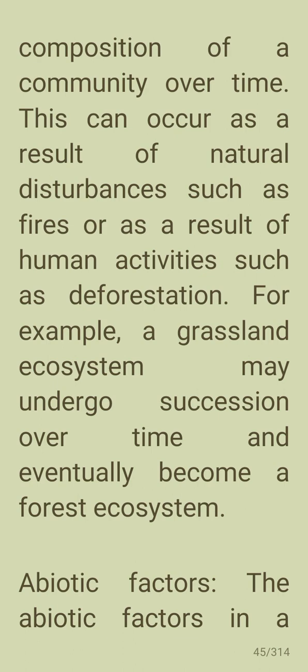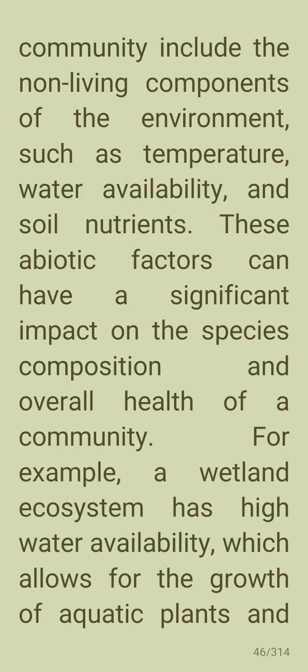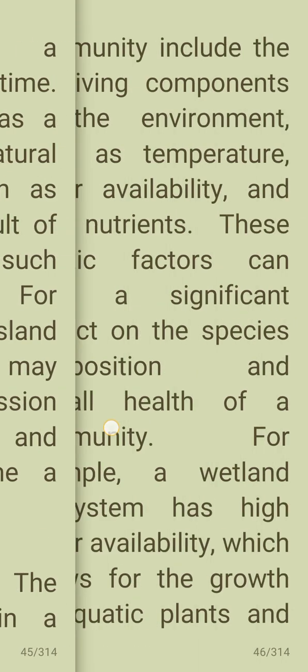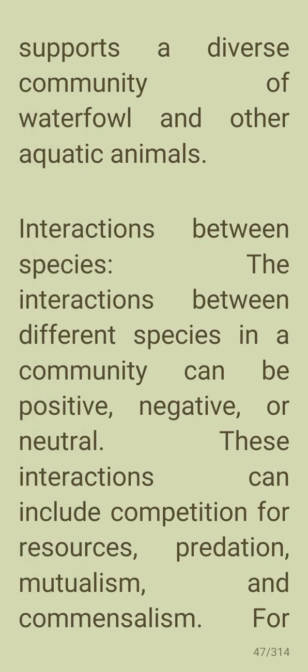Abiotic factors. The abiotic factors in a community include the non-living components of the environment such as temperature, water availability, and soil nutrients. These abiotic factors can have a significant impact on the species composition and overall health of a community. For example, a wetland ecosystem has high water availability, which allows for growth of aquatic plants and supports a diverse community of waterfowl and other aquatic animals.